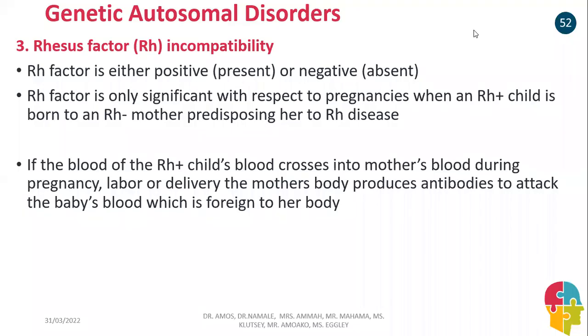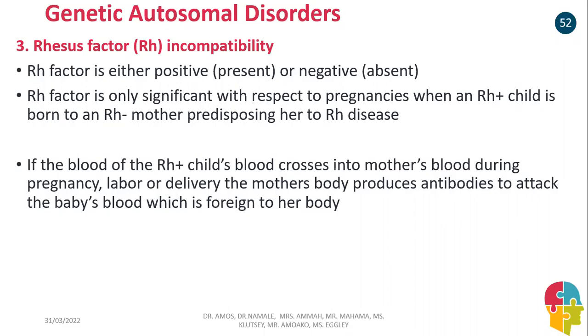So there are certain proteins located on the red blood cell of every person's blood, and these are what we call the RH factor. It can be positive or negative. Now, RH factor is only significant with respect to pregnancies when an RH positive child is born to an RH negative mother, predisposing her to RH disease.